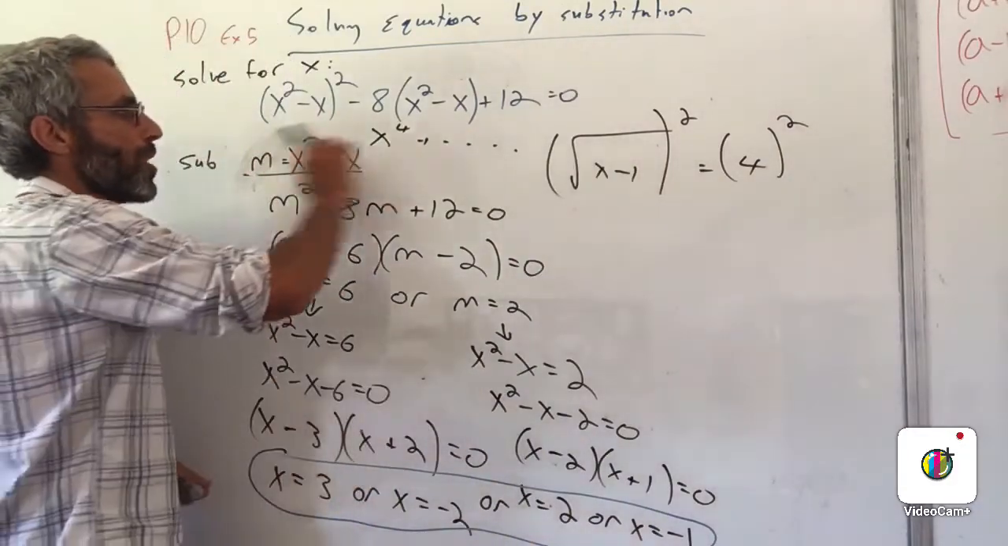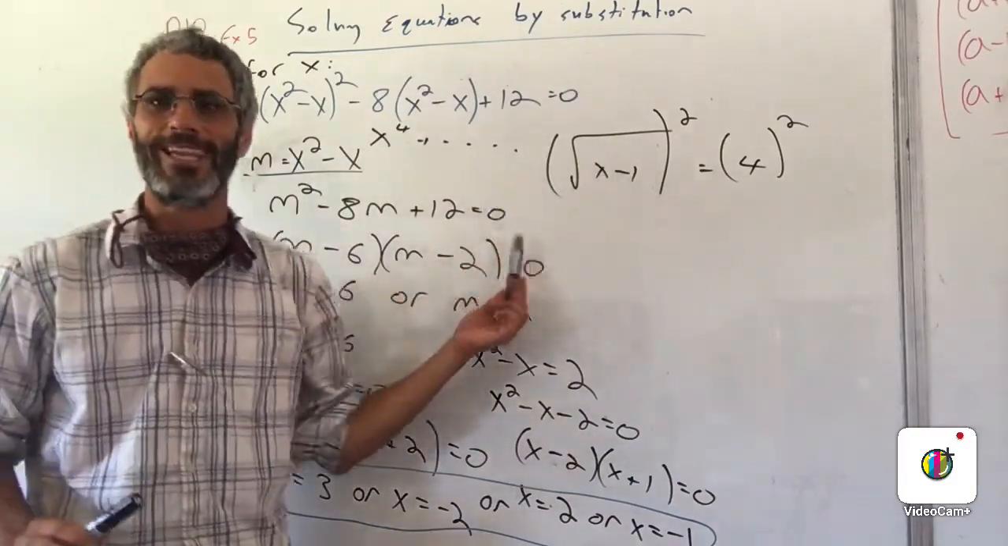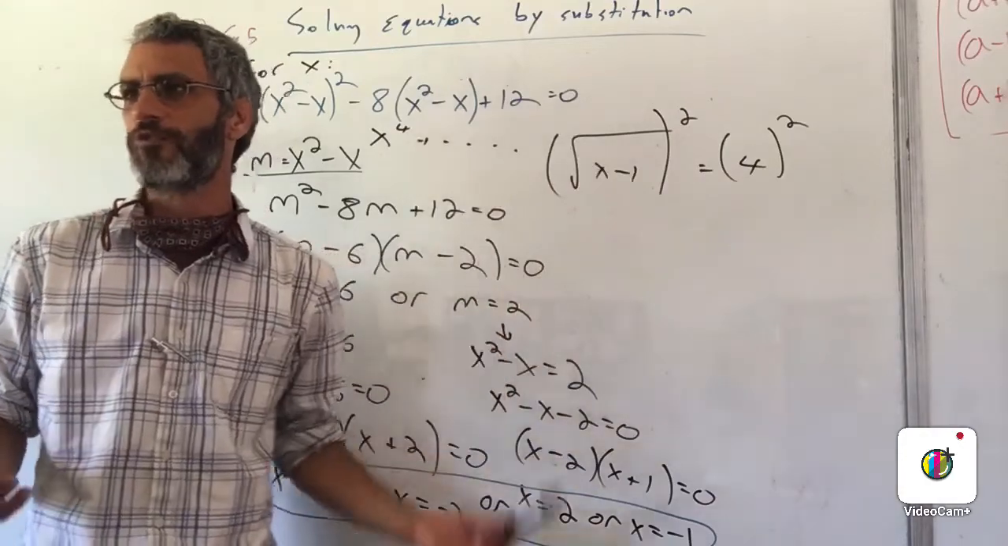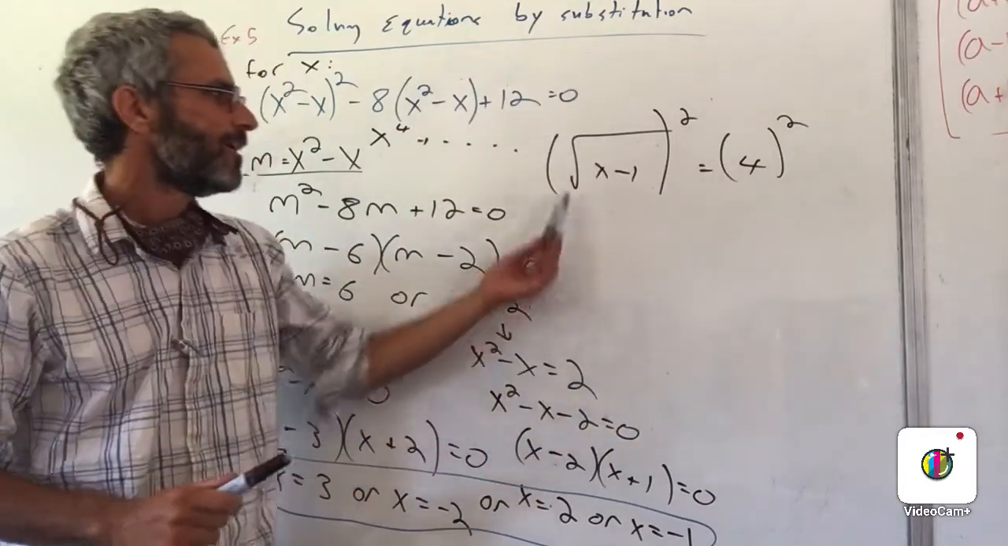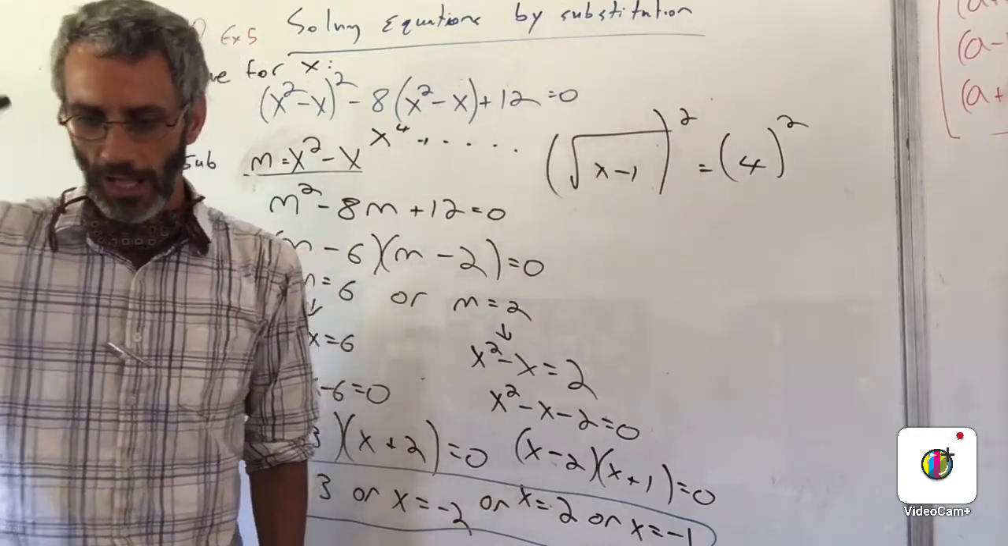Now, at no point here did we square it. So you don't need to test each solution for every equation after you've found them. You only do that if you had a square root and then you squared it. I'll leave it at this.